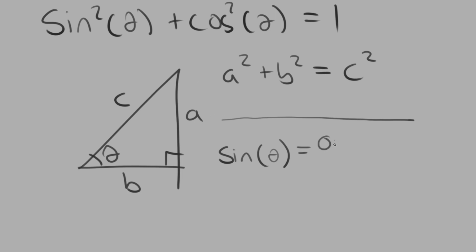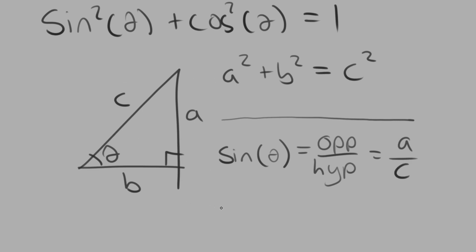So let's say opposite, because it's the opposite from the angle theta. And it's going to be the ratio of that in relationship to the hypotenuse. So let's put hypotenuse over here. In our little example over here, that would be A. So the opposite side is A. And that would be divided by the hypotenuse, which is labeled already C.